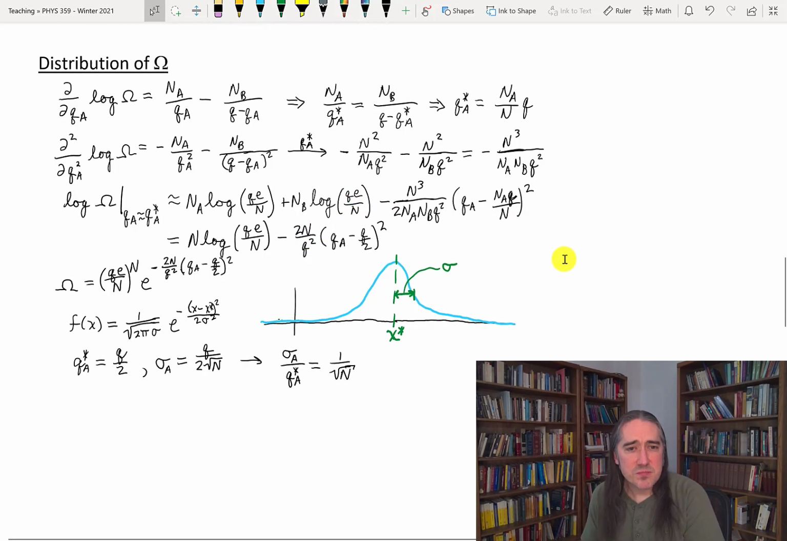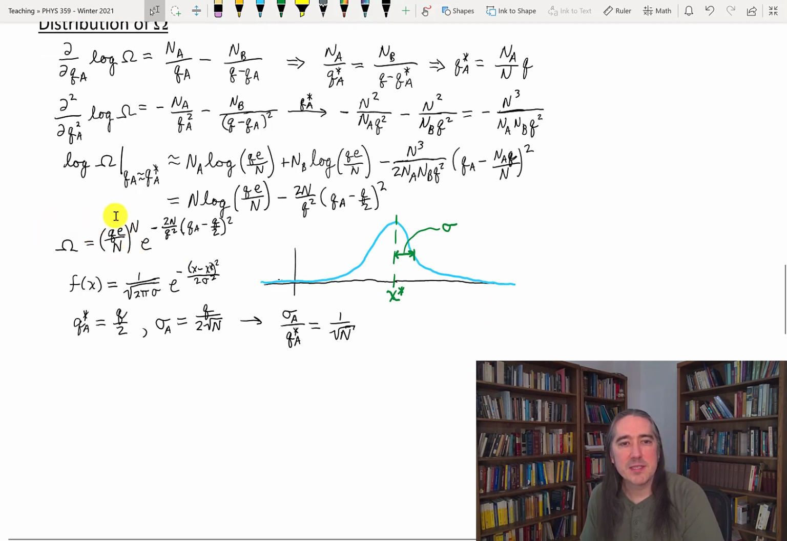And now we've exponentiated, and as I said, we have the available states of the complete system times this exponential suppression as you move away from QA equals Q star, which again in this case we've now said it's Q over 2. This is suppressed like QA minus Q star squared, which probably you've encountered before. This is a Gaussian, or what's sometimes called a bell curve.